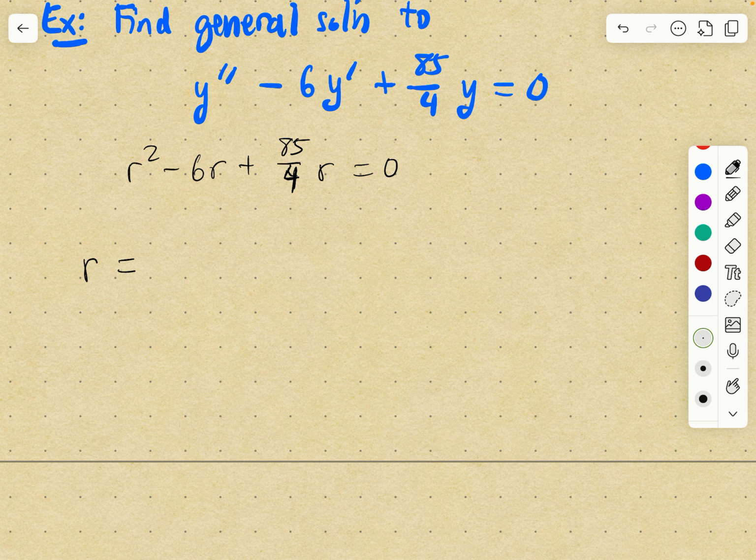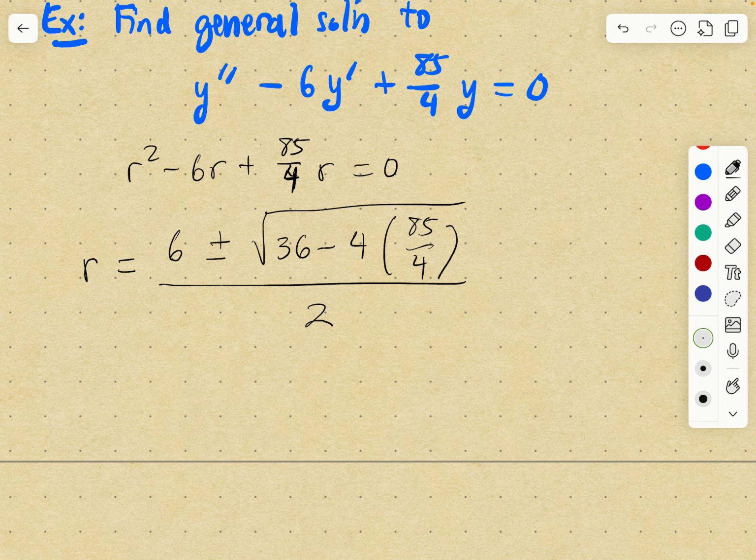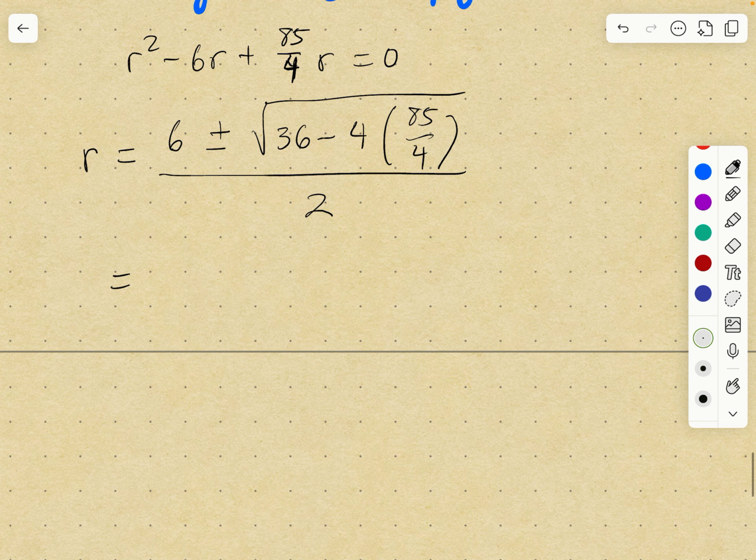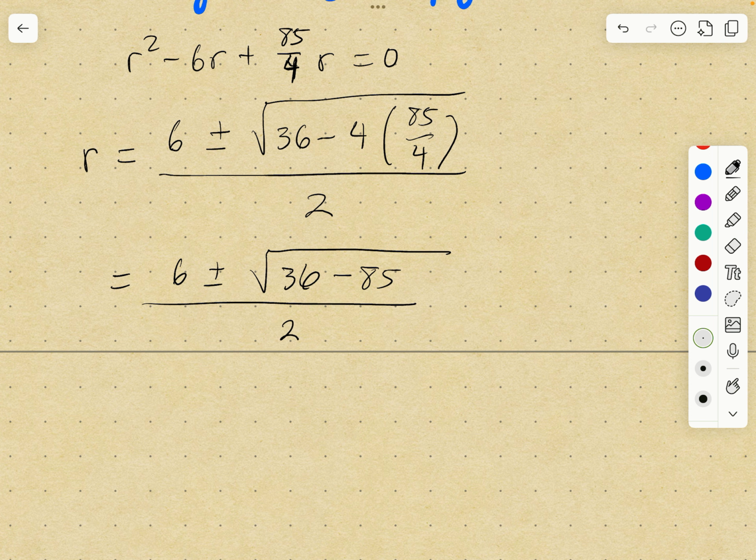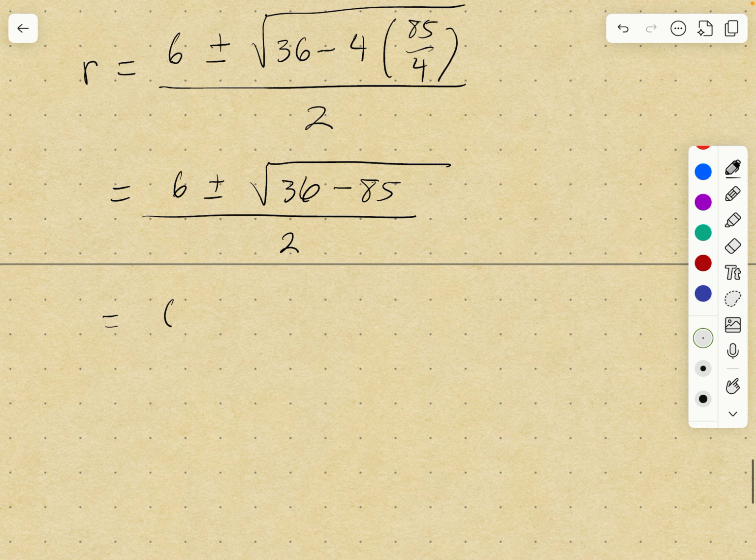So we get r is negative b plus or minus the square root of b squared, so that's 36 minus 4ac, all over 2a. And this is going to be 6 plus or minus the square root of 36 minus 85, all over 2. What is 36 minus 85? You do 85 minus 36 and then multiply that by negative 1. So you're going to get the square root of negative 49.